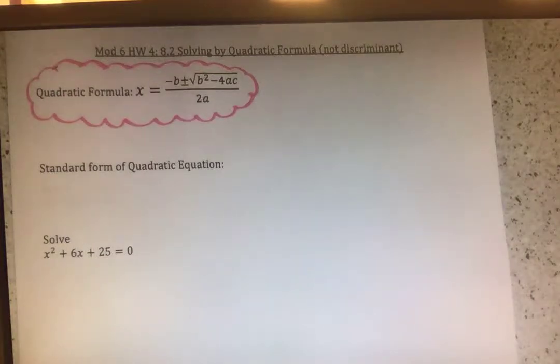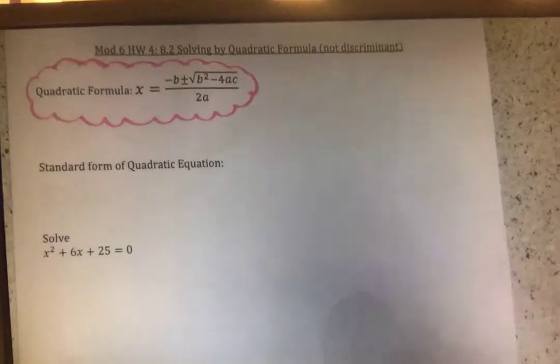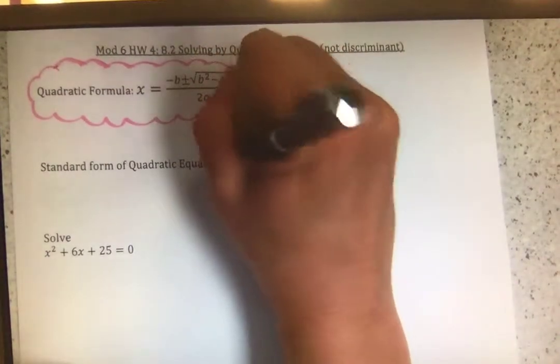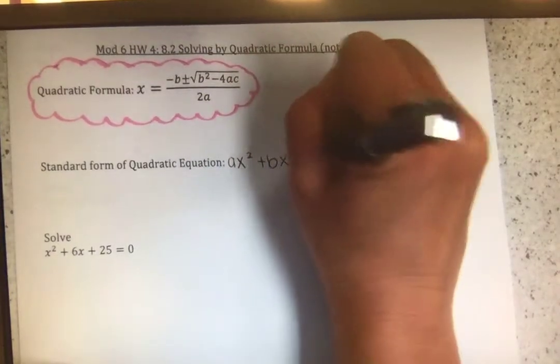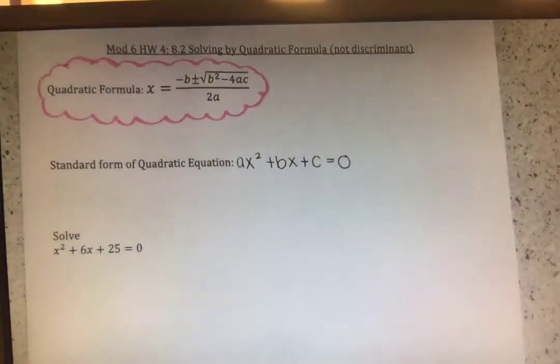So in order to solve one of these, we have to solve a quadratic equation in standard form. Remember, our standard form of a quadratic is ax squared plus bx plus c equals 0. So once we see what a, b, and c are, just like in factoring, we can plug it in and simplify the formula, and we're done.